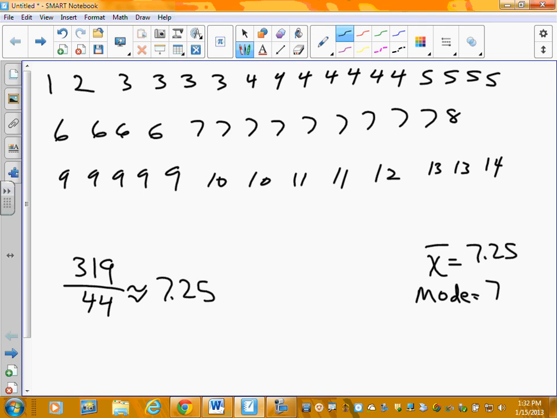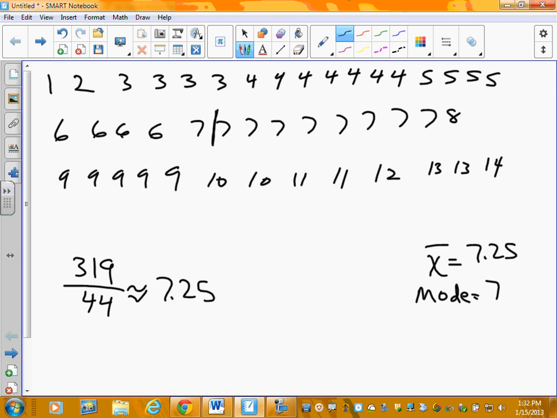Now, it's significant that there are 44 data points. The reason that's significant is because 44 plus 1 is 45. 45 divided by 2 is 22 and a half. So you just count 1, 2, 3, 4, 5, 6, 7, 8, 9, 10, 11, 12, 13, 14, 15, 16, 17, 18, 19, 20, 21, 22. So my median is right there.